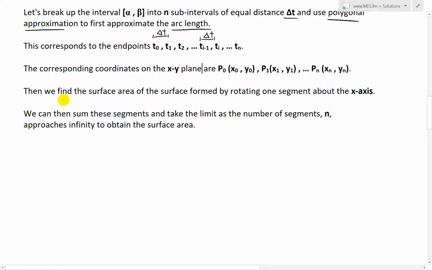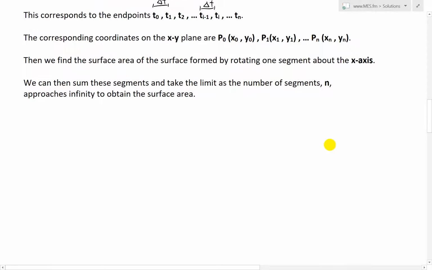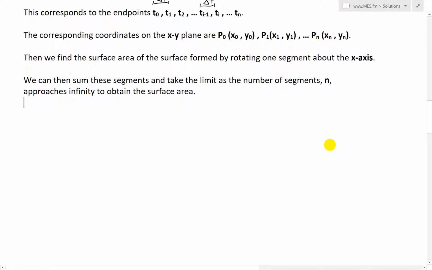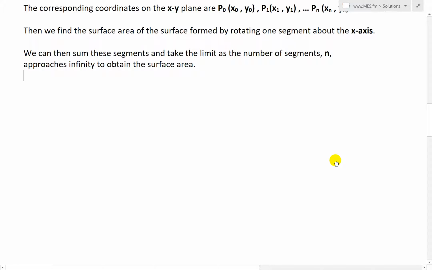Then the next step is we find the surface area of the surface formed by rotating one segment about the x-axis, and we'll look at this segment from t i minus 1 to t i. We can then sum these segments up and take the limit as the number of segments n approaches infinity to obtain the surface area, just as I've done in my earlier videos, and we'll get a Riemann sum, or something that appears like a Riemann sum.